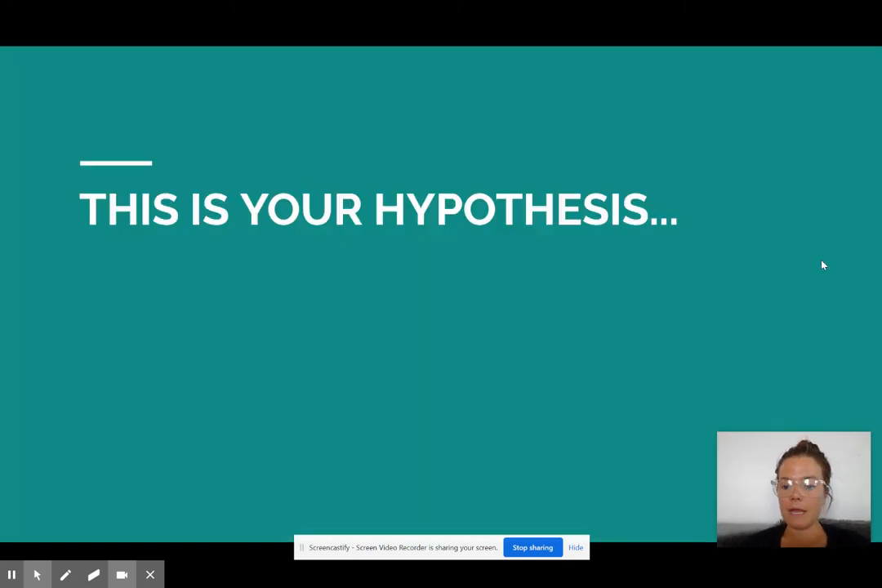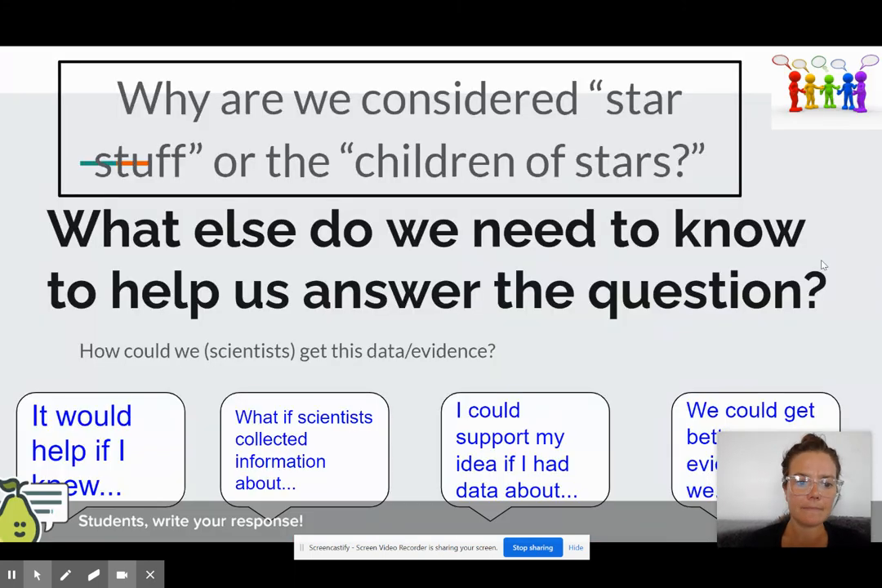All right, so that is your form of a hypothesis, right? Again, we are working through the scientific method as we approach this idea of what I mean when I say that I'm star stuff or the children of the stars. So the cool thing is that over the course of the next couple weeks with this unit, we're going to hopefully be able to understand and answer this question. Why are we considered star stuff or the children of stars?